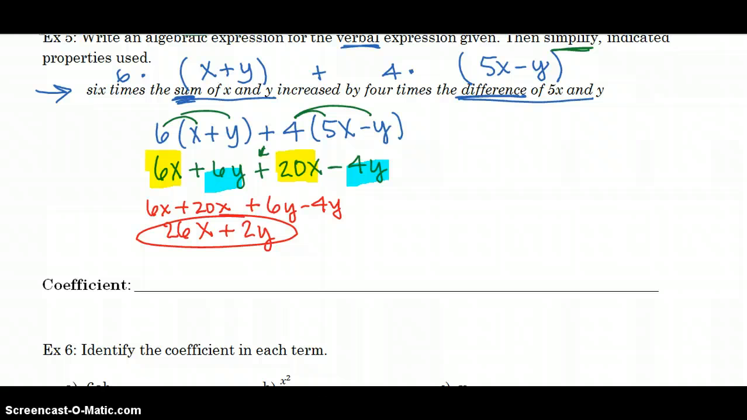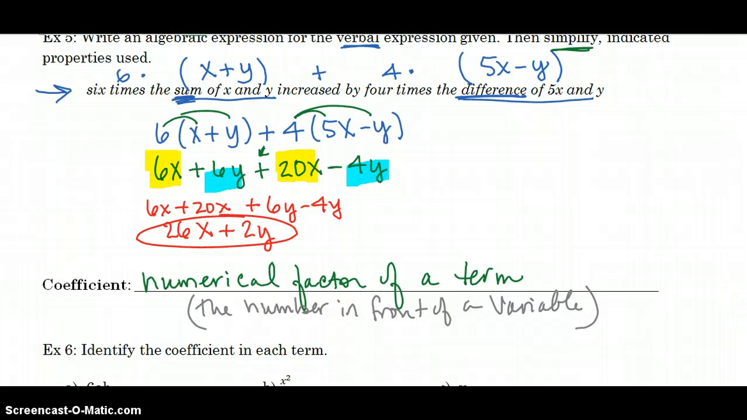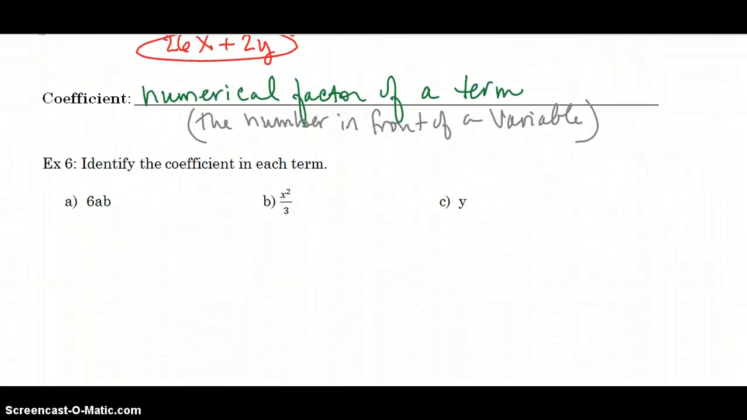So what is a coefficient? I mentioned a coefficient earlier. It's the number, or the numerical factor, of a term. That's the formal definition: the numerical factor of a term. You'll hear me say, in my words, the number in front of a variable. That is a coefficient, the numerical factor of a term. So here it says identify the coefficients. So 6 would be the coefficient here. This is understood to be 1 times x squared over 3. So 1/3 is our coefficient, and there's always an understood 1.